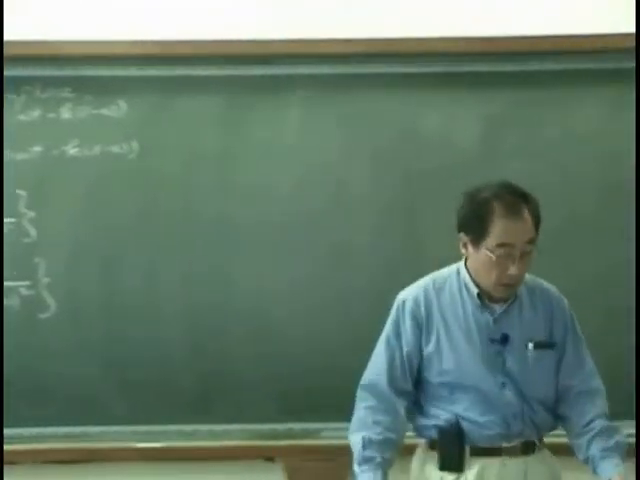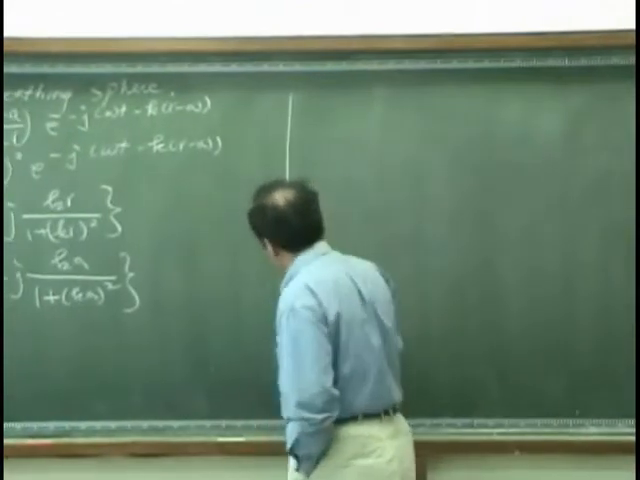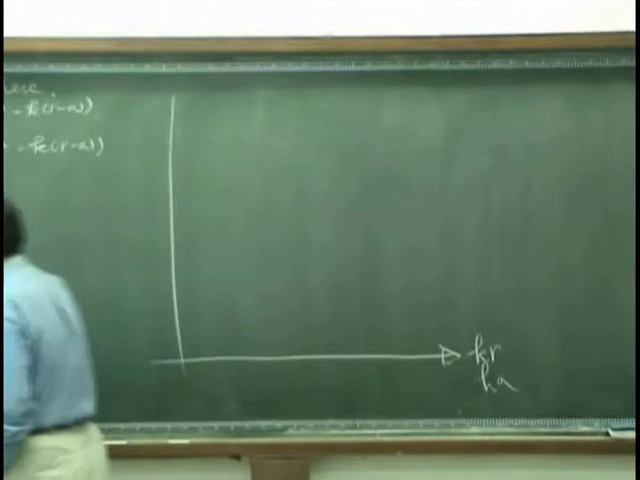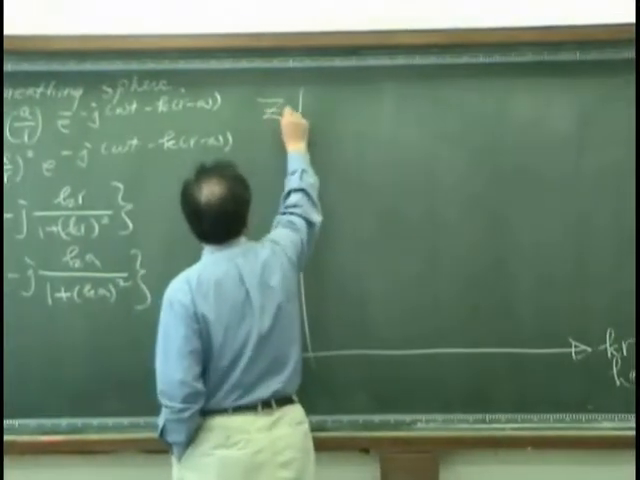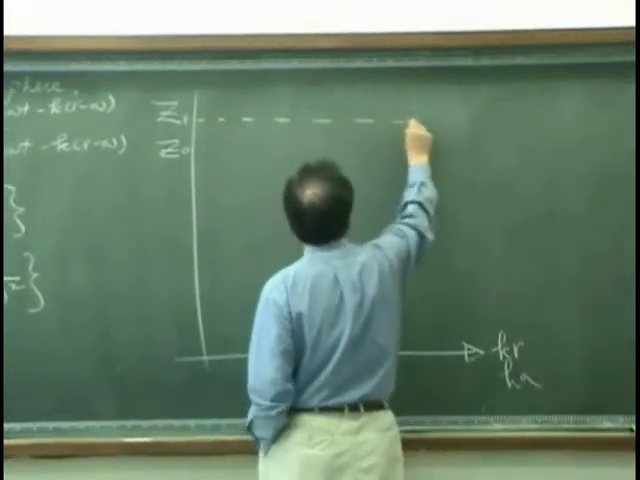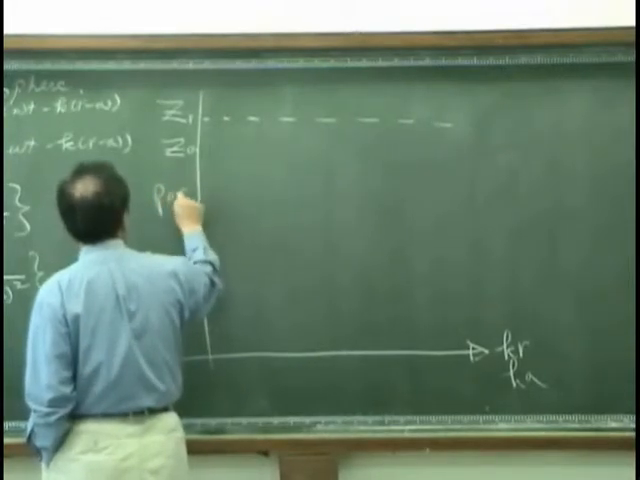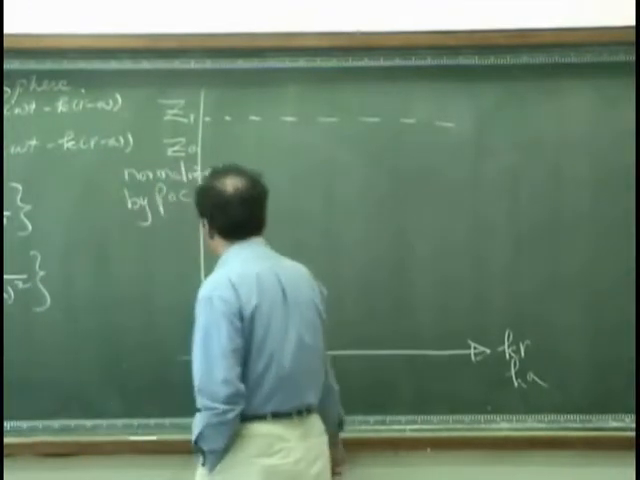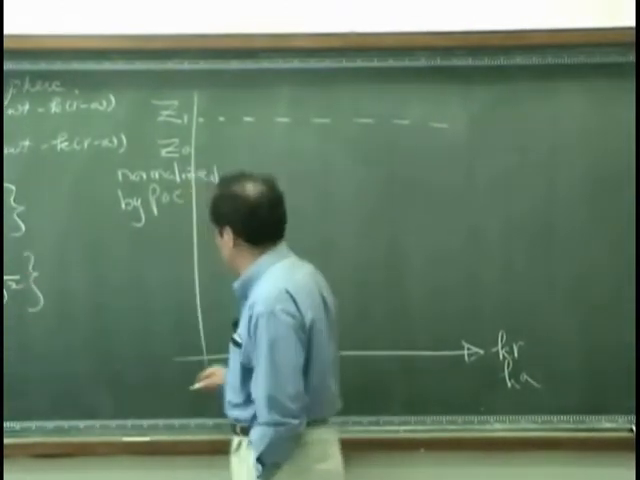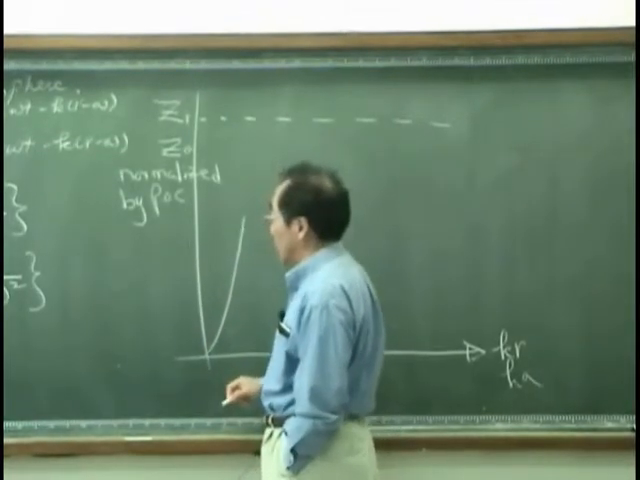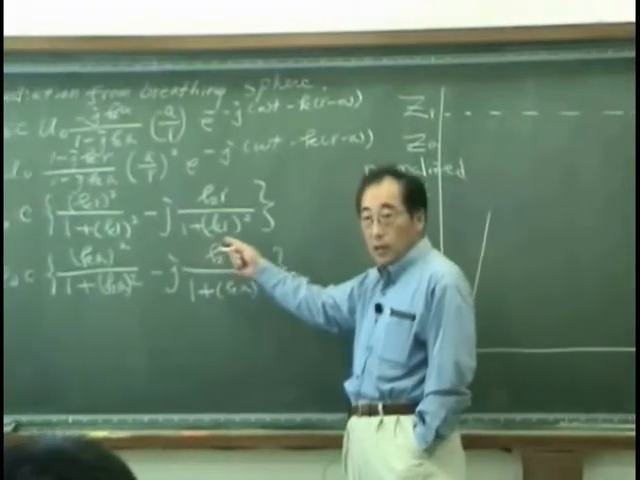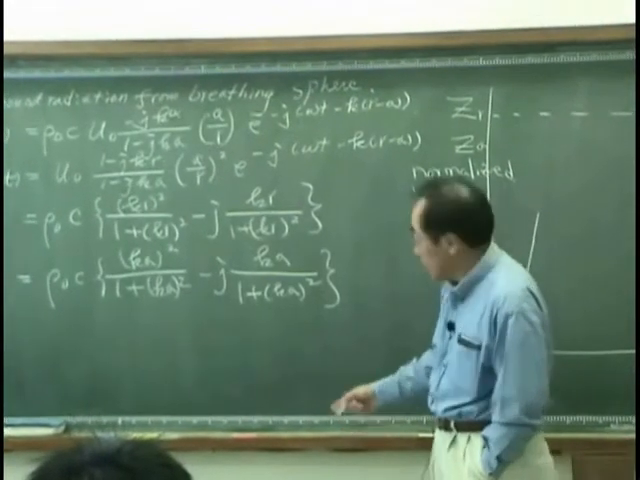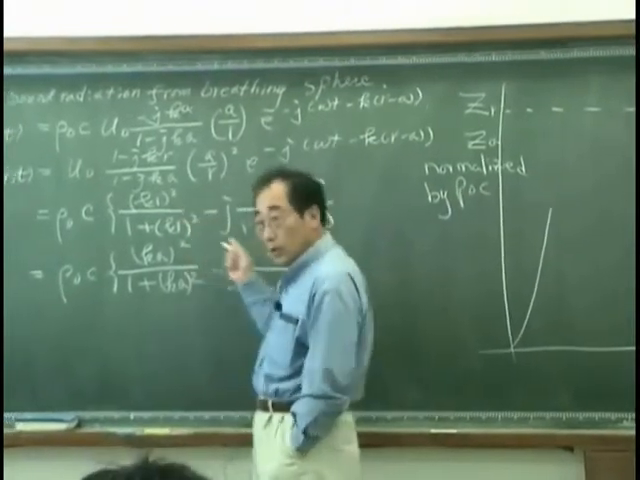Okay, and if we plot this according to KR and KA, we obtain Z sub R and Z sub A normalized by rho 0 C. The real part looks like this: when KR goes to infinity, this has to go to 1, right? Yes? When KR goes to infinity, this goes to 1.